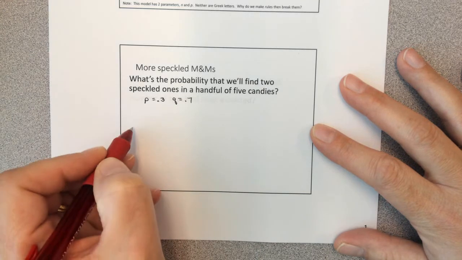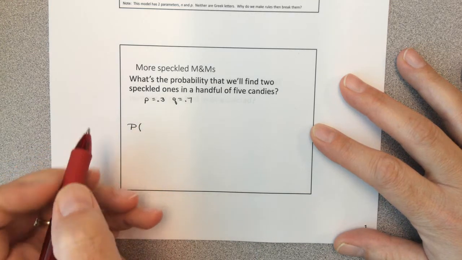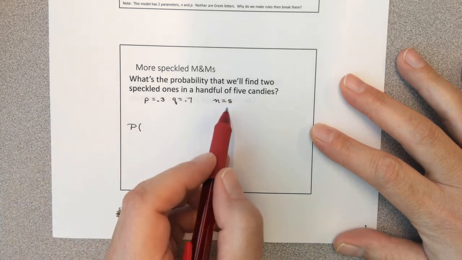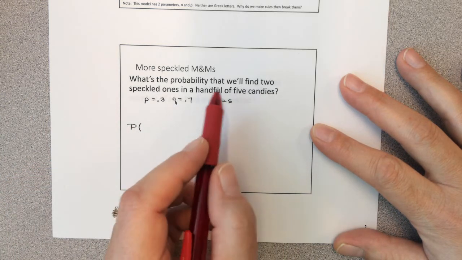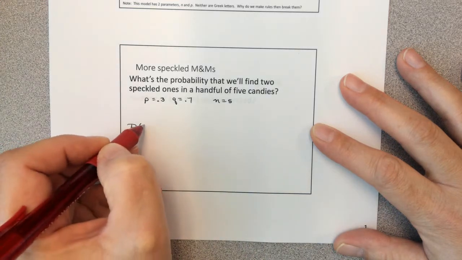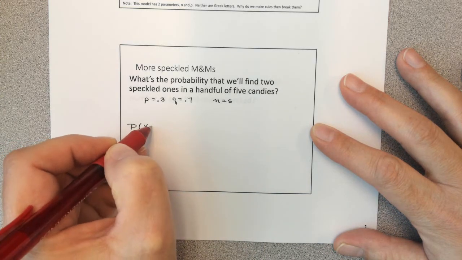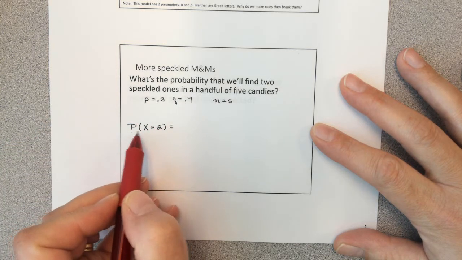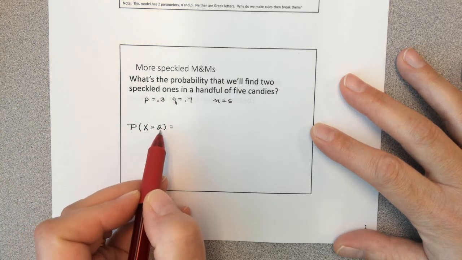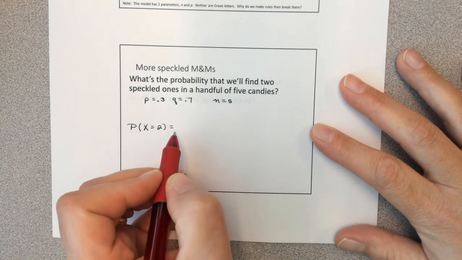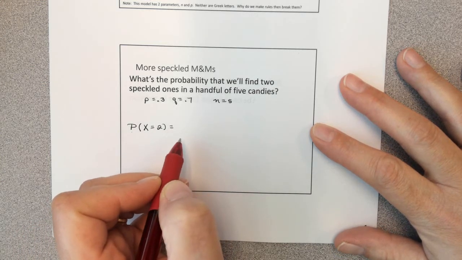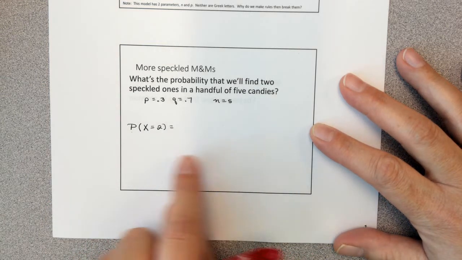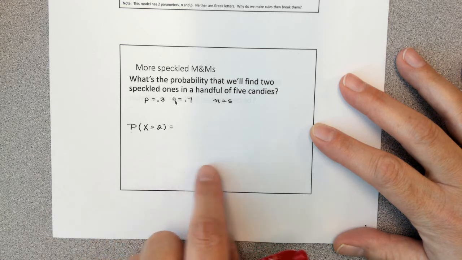Okay, so I want the probability that out of 5 candies, that would be our n, so n equals 5, out of 5 trials, we're going to find exactly 2 speckled ones. So probability that the number of successes, that's capital X, is equal to 2. So we'll read this, probability that the number of speckled ones is 2. Now to get that, we need to find all the different ways to get 2 speckled candies in 5. So we could get speckled, speckled, not, not, not; speckled, not, speckled, not, not; not, speckled, speckled, not, not; and so on.